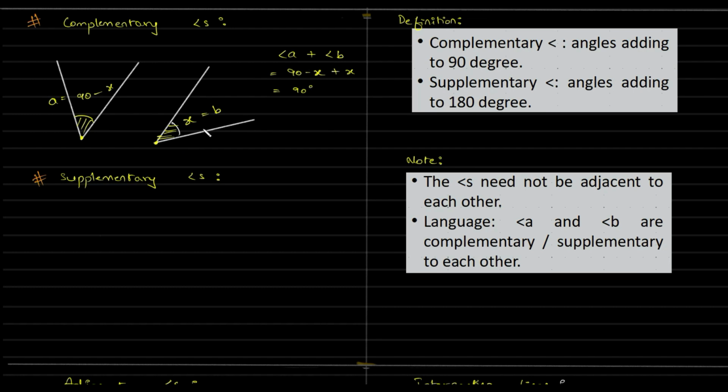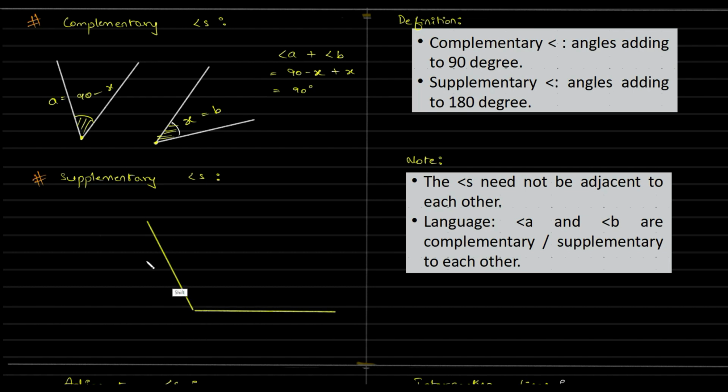So these two angles are said to be complementary to each other. Two angles are said to be complementary if they add up to 90 degree. They can be any random angles anywhere. Sharing something or not sharing anything doesn't matter. Two angles are said to be complementary if they add up to 90 degree.